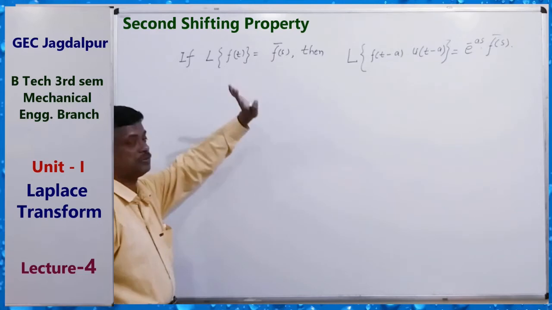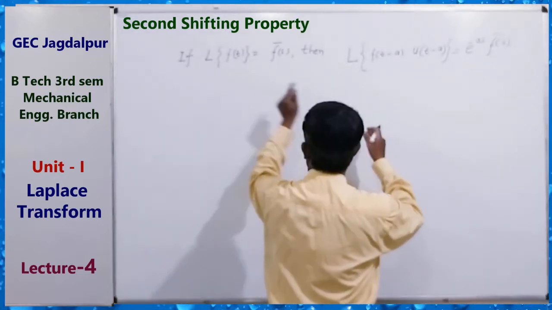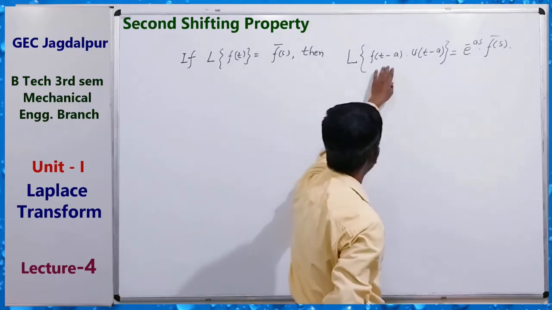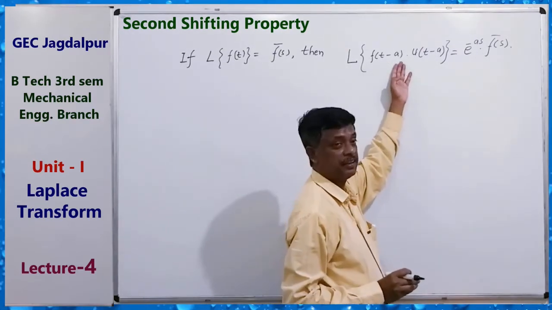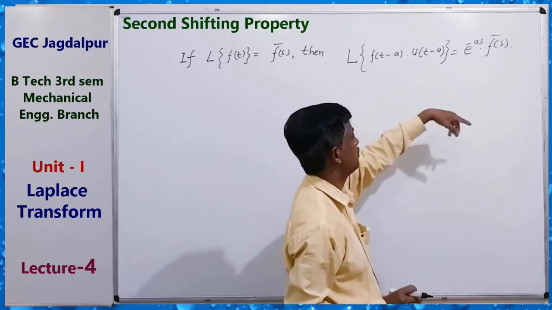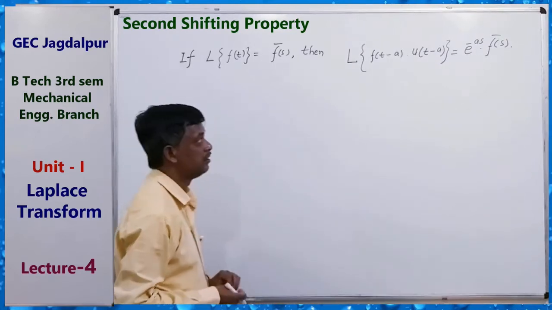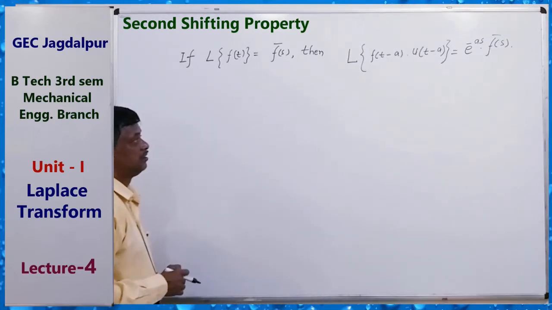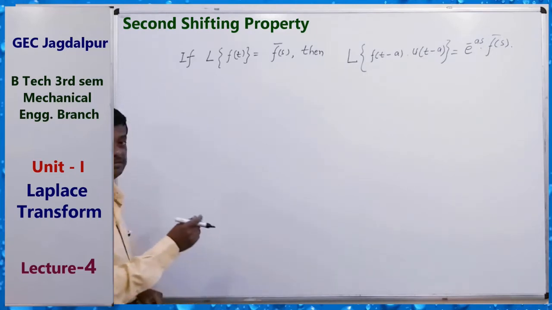L{f(t)} equals F(s) bar. Then the Laplace transform of f(t-a) multiplied by the unit step function is equal to this. Okay. Its proof is very simple. How?